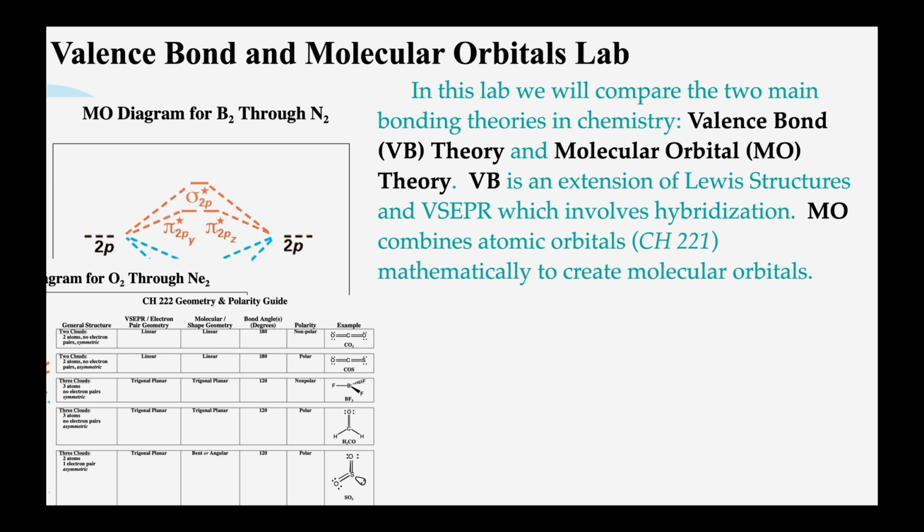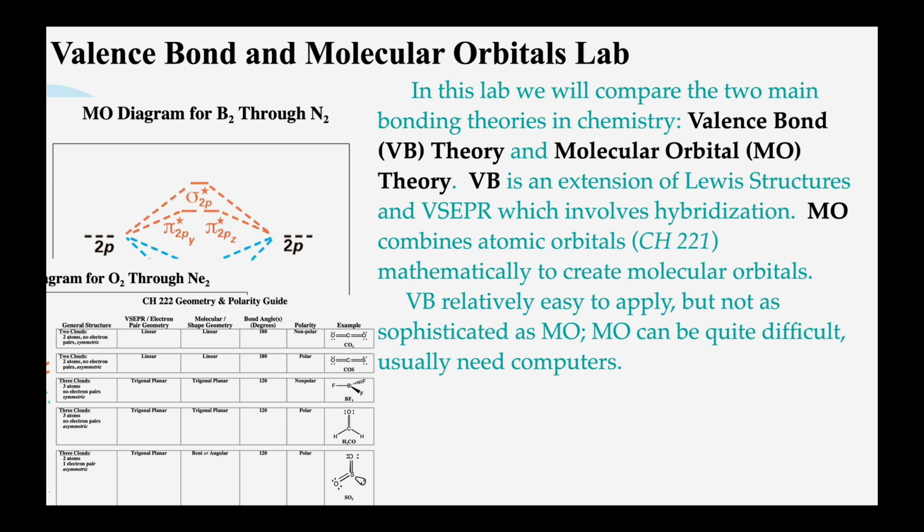On the other hand, molecular orbital theory is an extension of the atomic orbitals we talked about in Chem 221. So when we went through all the quantum numbers to get to things like 1s2, 2s2, 2p2 for hydrogen, those are the kind of things we're going to use to make molecular orbitals. It's a much more mathematical system. There is math in valence bond too, but nothing compared to molecular orbital theory. MO is pretty crazy. Again, valence bond is pretty easy to apply, but it certainly isn't as sophisticated as MO.